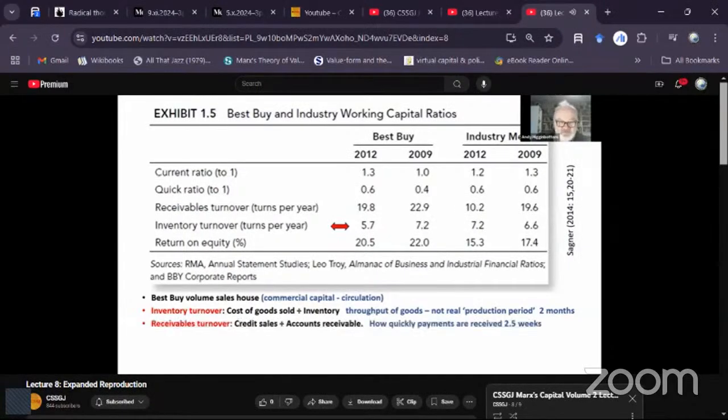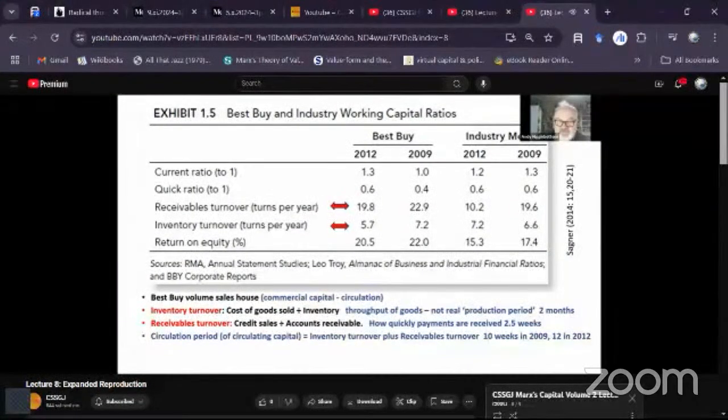There's another turnover period, which is highlighted in terms of how quickly the money comes back. There's a difference between the goods being sold and the money received for those sales. And you see that there are many more of those turnovers a year. And so what you've got here is an idea of circulating capital.